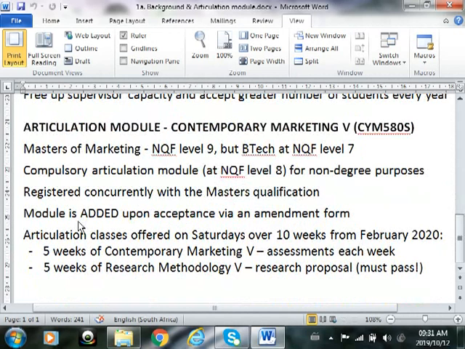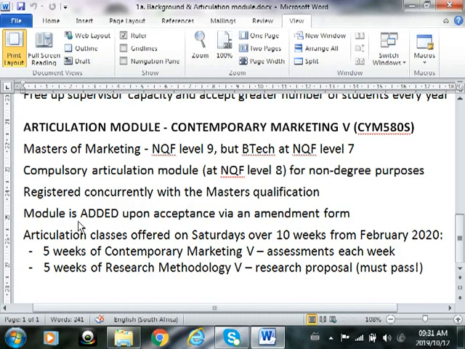So Masters of Marketing is NQF level 9, as I said, and BTEC 7. So in order to give you a bit of extra support, we've created an articulation model at NQF level 8. It's registered concurrently with your Masters for non-degree purposes. So in other words, you don't get a qualification. The idea is it's just giving you more support in developing a proposal, and at the same time, you'll also be working with your supervisor. The module's added, so if we accept you, you get an amendment form, you add contemporary marketing, and these classes are offered over 10 weeks.